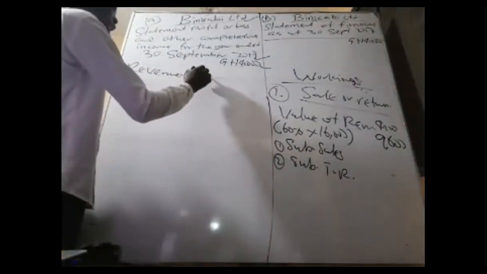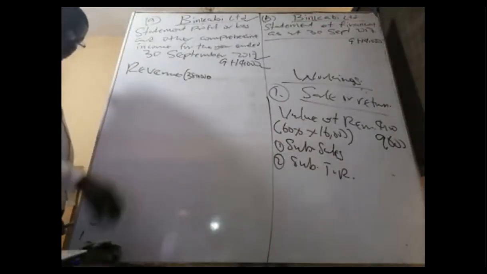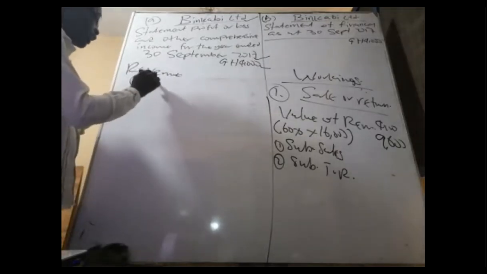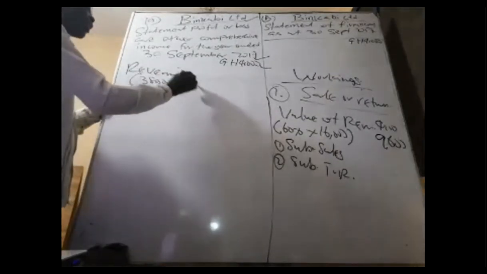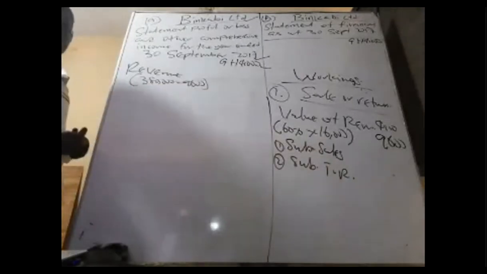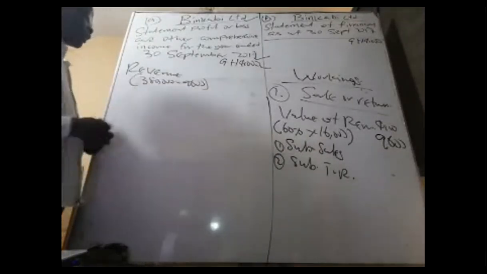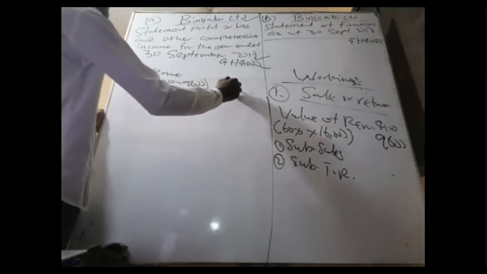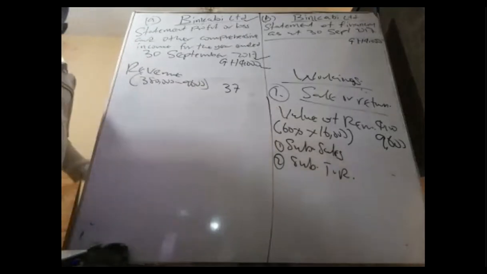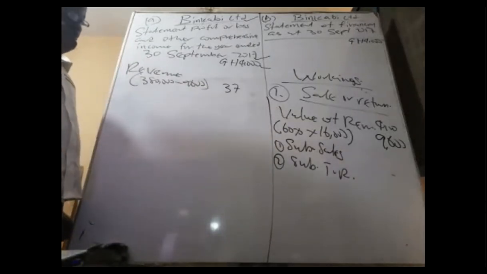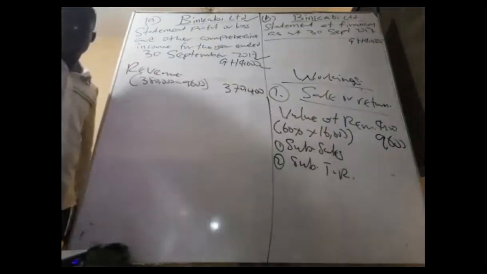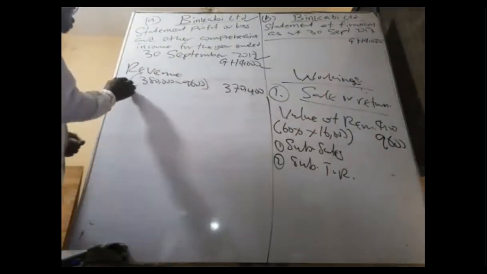So immediately, let me do it. 380,000 less 9,600. If it's coming too small that you can't see, let me write it down. Any answer for us? So 380,000 minus 9,600 gives us 370,400, right? 370,400, perfect. Go to your cost of sales.